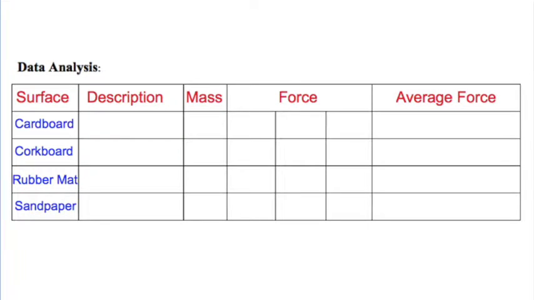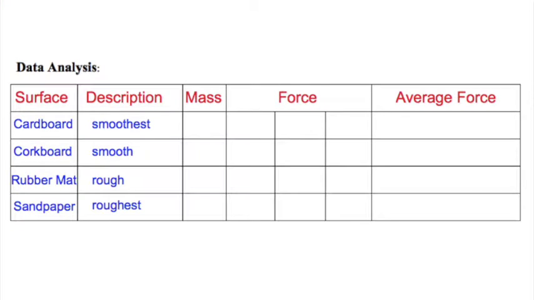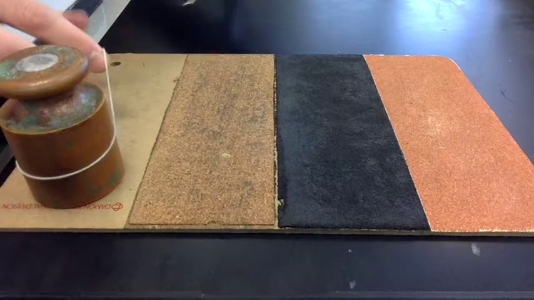Here are our 4 surfaces: cardboard, corkboard, rubber mat, and sandpaper. The cardboard is the smoothest, followed by the corkboard. Rubber mat is rough, but the sandpaper is the roughest. Now we can pull our 1 kilogram mass across each surface.